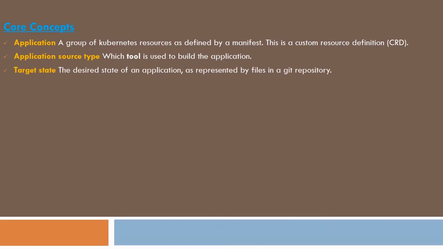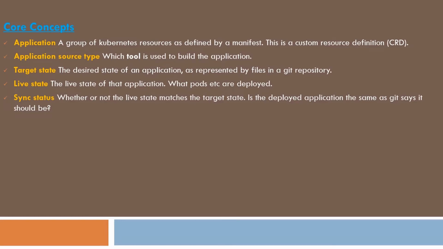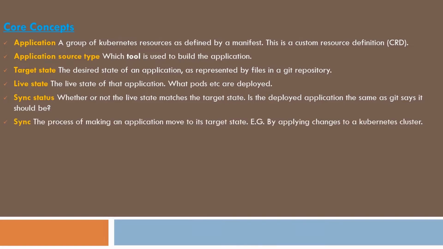Target state: the desired state of an application as represented by files in a Git repository. Live state: the live state of that application, what pods etc. are deployed. Sync status: whether or not the live state matches the target state. Is the deployed application the same as Git says it should be?